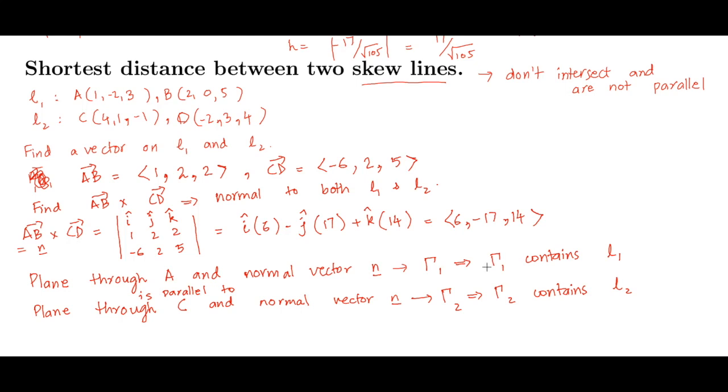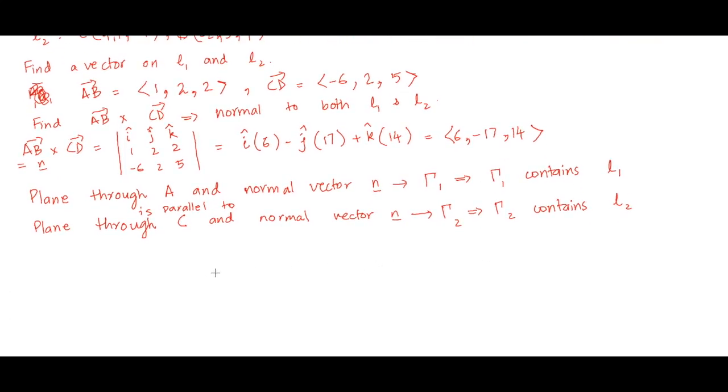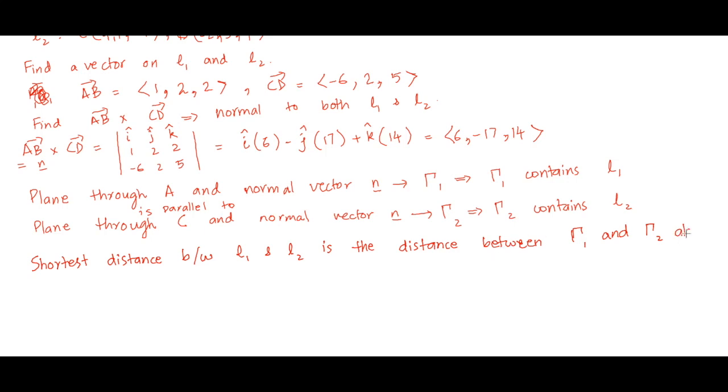Now the next step: we are interested in the shortest distance between L1 and L2, which is the distance between gamma 1 and gamma 2 along the normal vector n. Okay, so how do we find it?